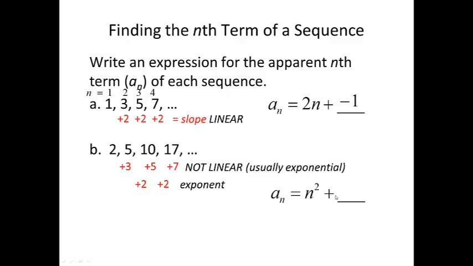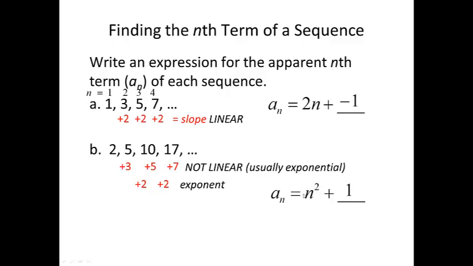3 squared plus something is equal to 10, and 4 squared plus something is equal to 17. What would that be? I think that would be a 1, right? 4 squared is 16 plus 1 is 17. Okay, so you need to be able to come up with these things here.